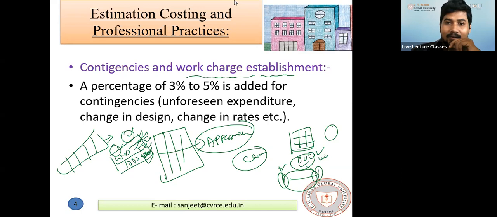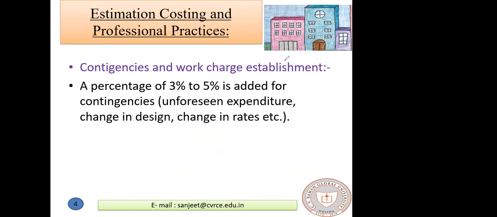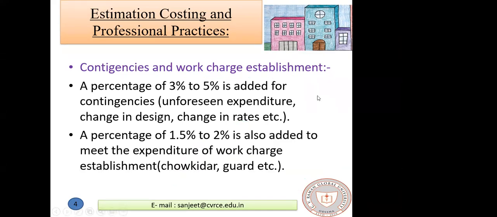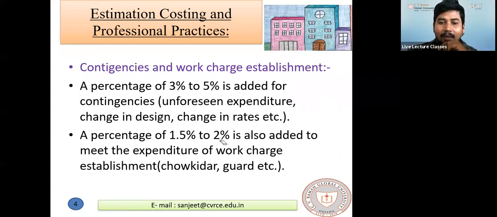Let us see what the definition is. A percentage of 1/2 to 2% is also added to meet the expenditure of work charge establishment. That is the cost of chowkidar and guard, because he is taking salary from the company. Suppose Utkal Heights is constructing a 10-story apartment. So Utkal Heights should give some salary to that guard or chowkidar who takes care of your material at the construction site.